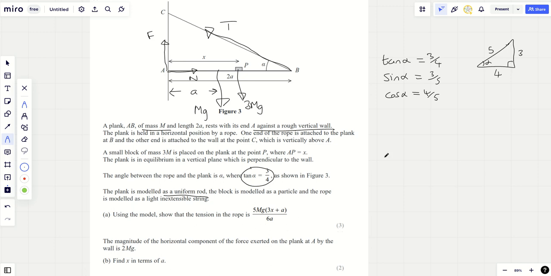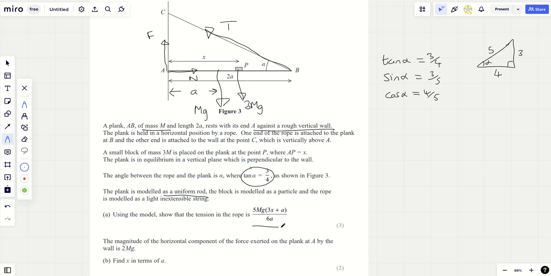Do you know what I mean? There's so much working to do. Now, we've got to show the tension in the rope, yeah? That immediately makes me think, well, okay, if I've got to find the tension in the rope, then I've got two choices here. It's either going to be about taking moments at A, or it's going to be about uppies equal downies, lefties equal righties.